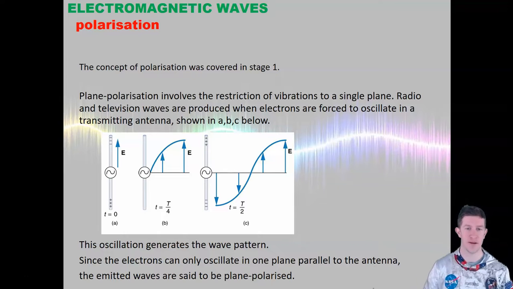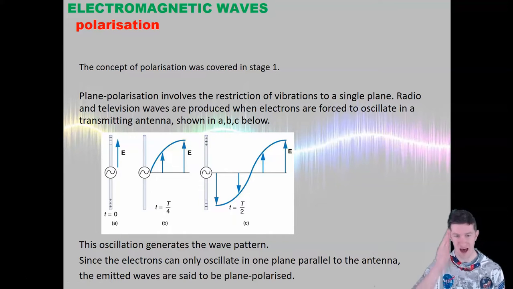So for a radio and a television signal, we produce these waves when an electron is forced to oscillate within the transmitting antenna. And we can see that down here. So we push it up, it creates this arc, and then as it's pushed back down, it drops and creates this other arc. And if we repeat this process up and down, it's exactly how we oscillate a wave. Since the electrons can only oscillate in one plane, which is the up and down motion of that antenna, the waves are going to be plane polarized. So we say that they're plane polarized, which means they're only in one direction.